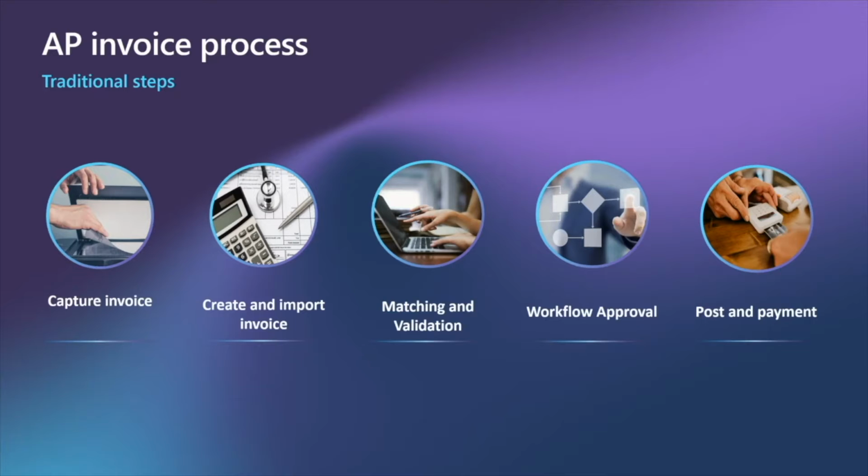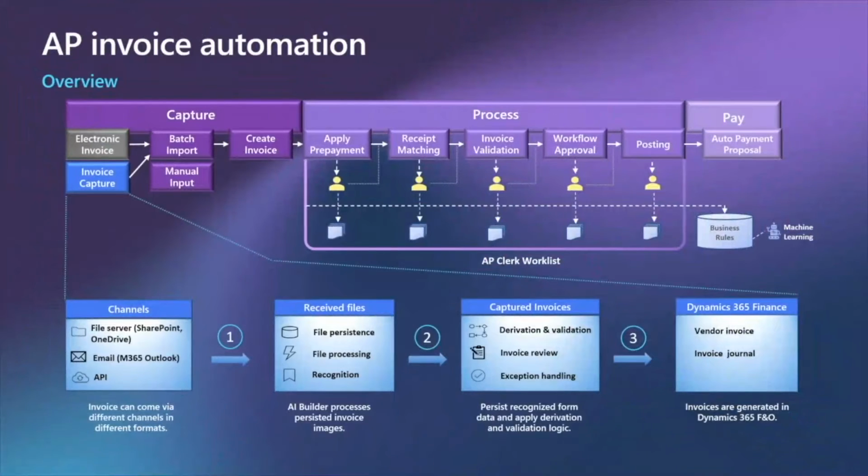If there is some discrepancy, you might need to do an approval process to approve whether this invoice gets posted or not. Once it gets approved, then you can do the posting. This is a typical invoice processing flow. As you know, once these steps are all done manually, it costs a lot of time for the AP clerk. So companies are seeking a solution to automate the whole process to save time for the AP clerk.